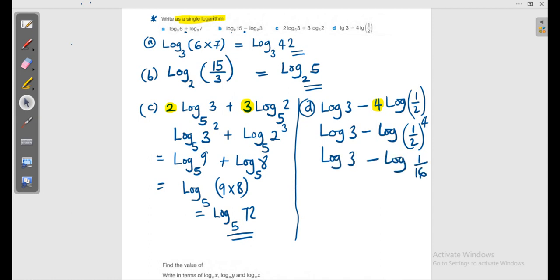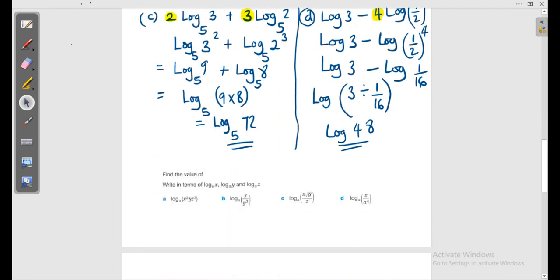So now the bases are the same, which is base 10. And it is subtraction. So when we combine, it changes to division, and that gives us log 3 divided by 1 over 16, which will give us log 48. So this is how you write a logarithm as a single logarithm.